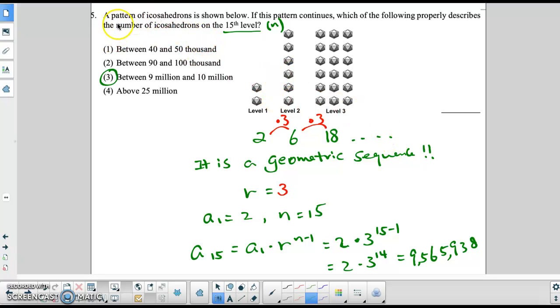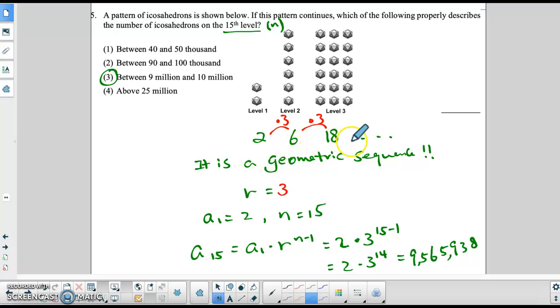Now let's look at question 5. Read the question. A pattern of icosahedrons, I don't even know the word, is shown below, showing level 1, level 2, and level 3. We need to find the amount of this object on level 15. First of all, just count it. Level 1, you have a 2. Level 2, you have a 6. Level 3, you have 18.